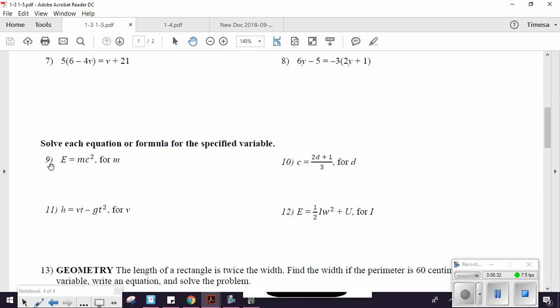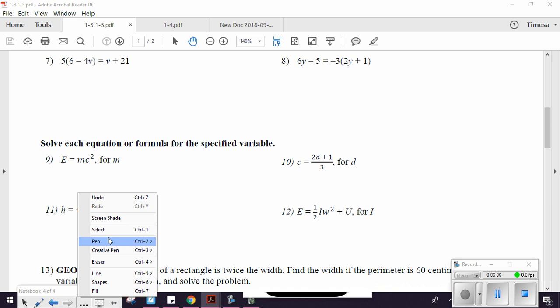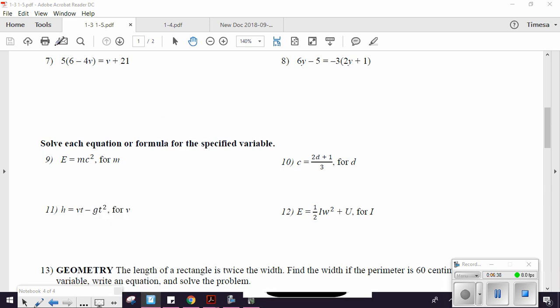Number 7 is next. The first thing I would have to do on number 7 is distribute the 5 into the parentheses. You get 5 times 6, 30. 5 times 4 is 20V. Then bring down everything on the right hand side, V plus 21.